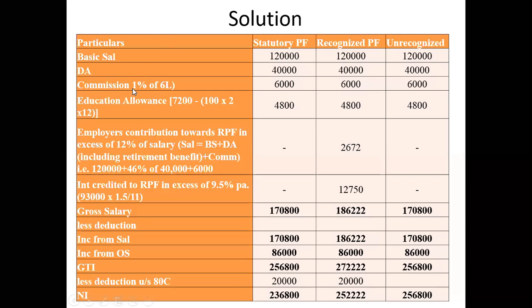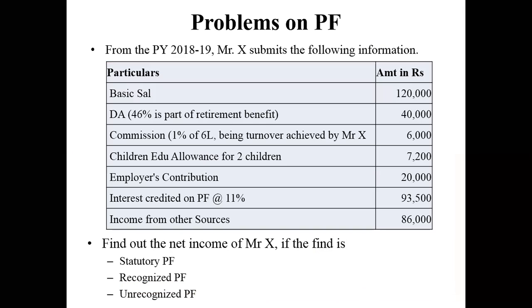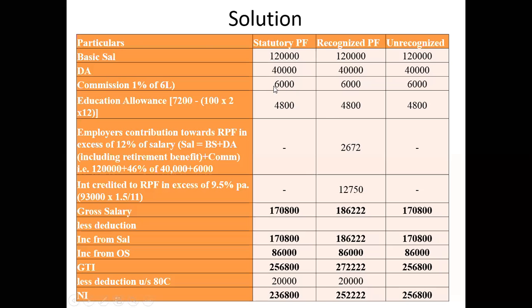Next, we come to the commission. It is very clearly told in the problem that it is going to be 1% of 6 lakhs. What is 6 lakhs? It is the turnover achieved by him, the business he has done in that particular year. Out of that 6 lakh rupees, 1%, which is 6,000, is paid to him as a commission. So we have to consider that, and that amount comes as it is. Clear? Any doubts up to the first three points? No, sir.